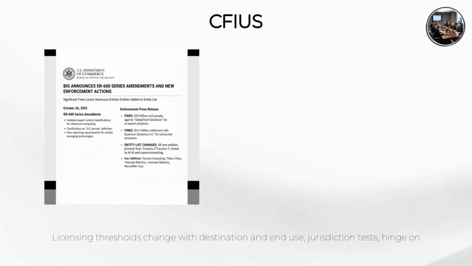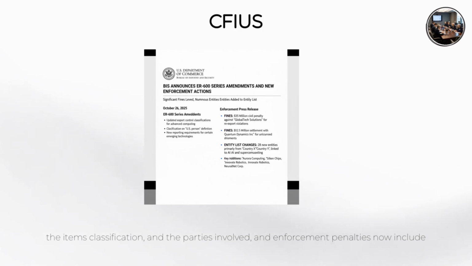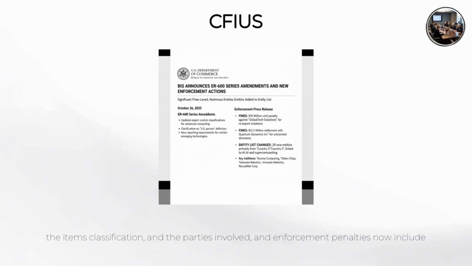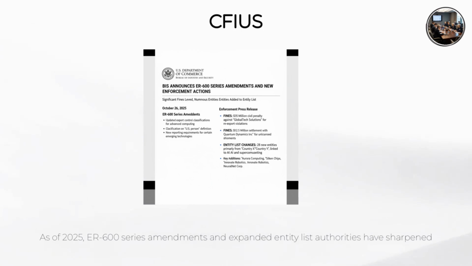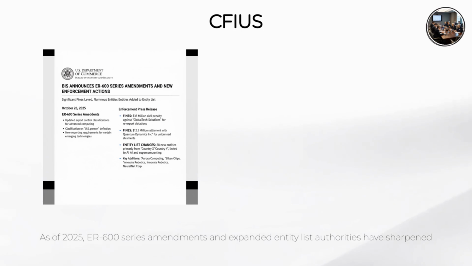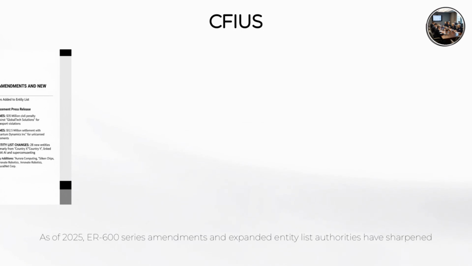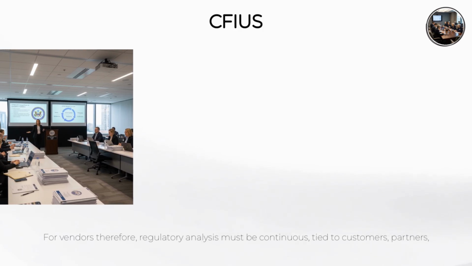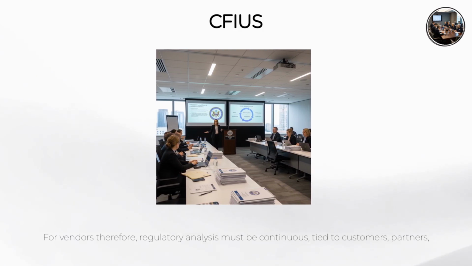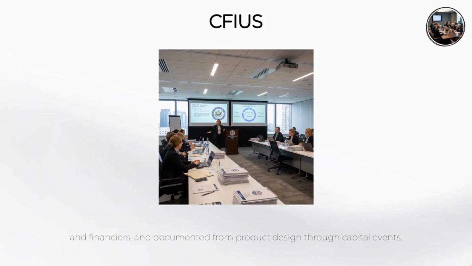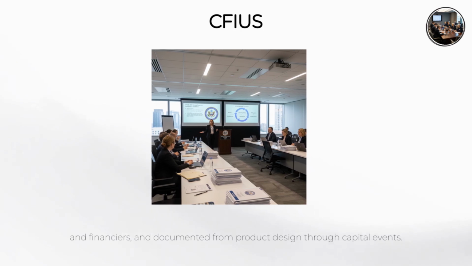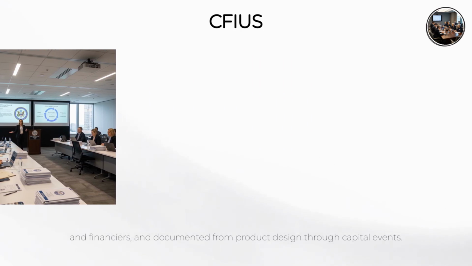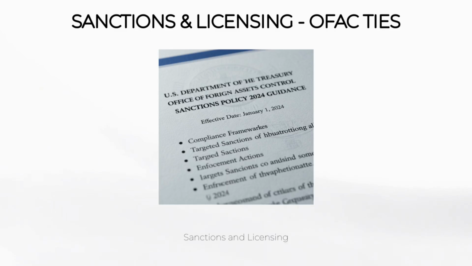jurisdiction tests hinge on the item's classification and the parties involved, and enforcement penalties now include heavy civil fines, criminal prosecutions, and commercial blacklists. As of 2025, EAR 600 series amendments and expanded Entity List authorities have sharpened those enforcement levers. For vendors, therefore, regulatory analysis must be continuous, tied to customers, partners, and financiers, and documented from product design through capital events. Chapter 4: Sanctions and Licensing.